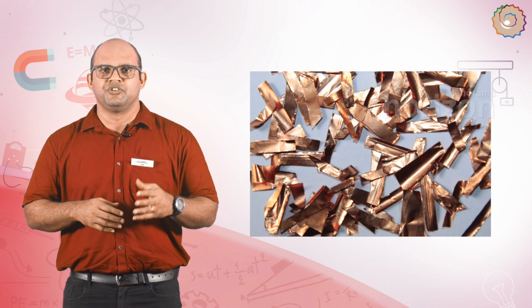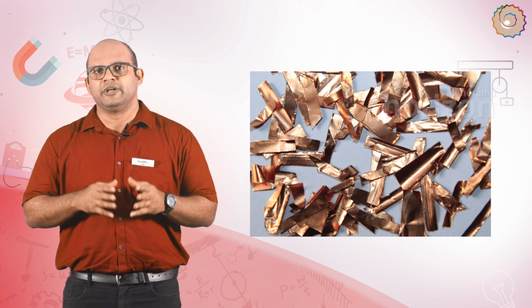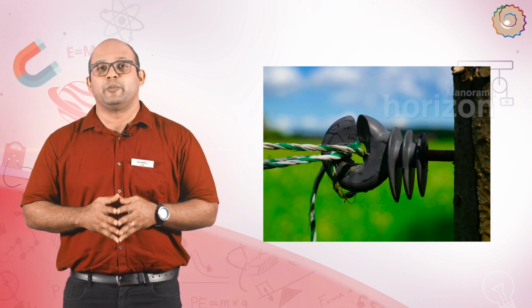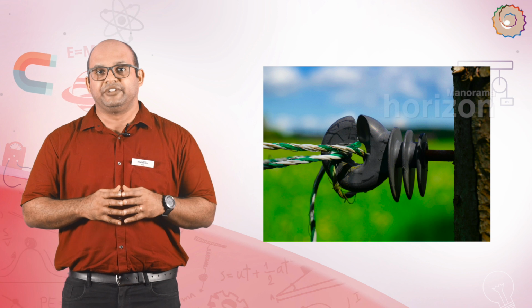Metals and alloys tend to have very low resistivities, generally in the range of 10 to the power -8 to 10 to the power -6 ohm meter. Insulators on the other end of the scale are characterized by extremely high resistivities, often in excess of 10 to the power 16 ohm meters.